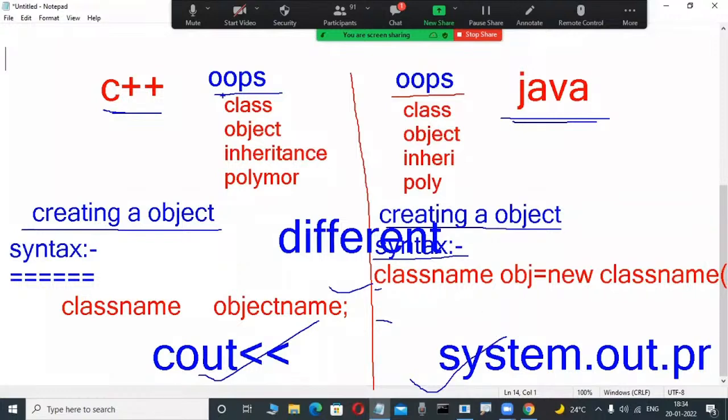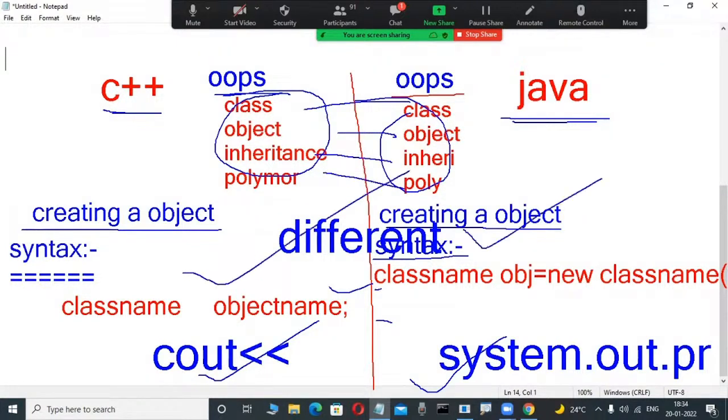But conceptually, are some OOP concepts the same or not? Same. OOP concepts are the same: what is a class, what is an object, what is inheritance, what is polymorphism. Same, but syntactically totally different. Why? Because those are two different languages, two different products from completely different companies. That's why functions and syntax are different. Same like here also.